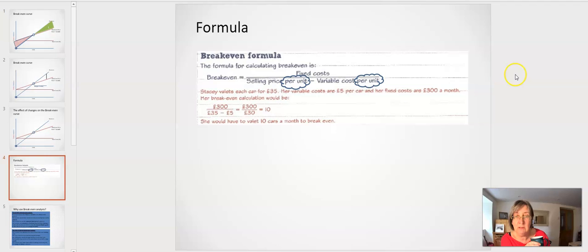It's the monthly fixed cost divided by the selling price per unit, take the variable cost per unit, in this case it's £30. So she needs to valet 10 cars in 1 month to break even, to exactly stop making a loss but not make a profit. That means she has to valet more than 10 cars if she's going to make a profit.